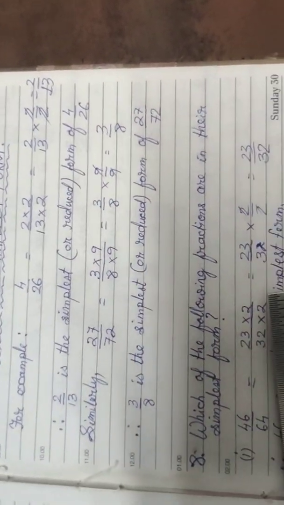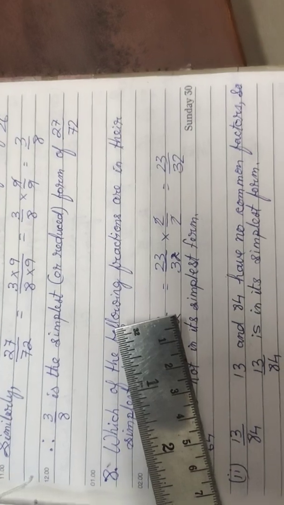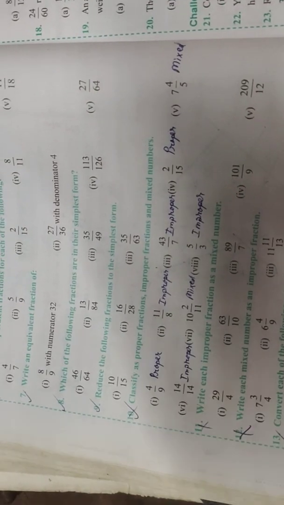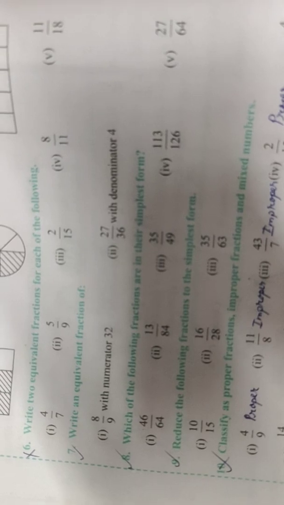Now let us come to our book. In our book we have the question in question number 8. Okay, here you can see question 8. Which of the following fractions are in their simplest form? So here are some fractions given. We have to find out which of these fractions are in the simplest form. That means which of these fractions have no common factors.